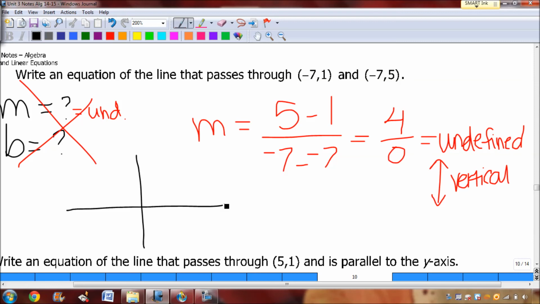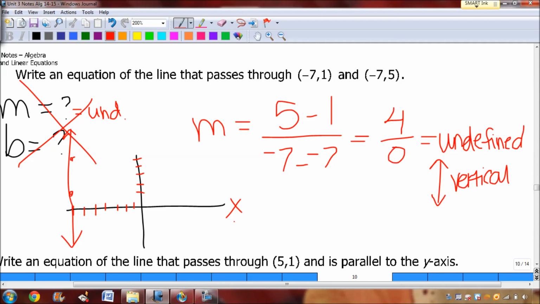Think back to what we did in the previous example. Let's graph out approximately where these points are. So negative 7, 1 is to the left 7 and up 1. So here's negative 7, 1. Okay. And then negative 7, 5 is to the left 7 and up 5. So I'm going to put a dot right here. When I connect them, I end up getting my vertical line. And this time, it never crosses the y-axis. It only crosses the x-axis.